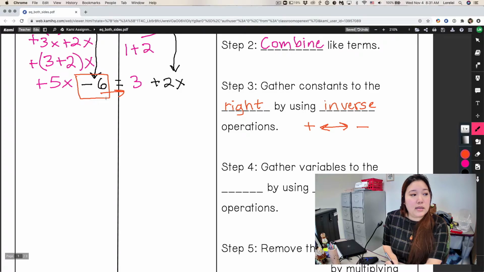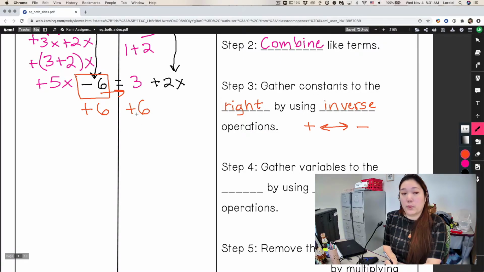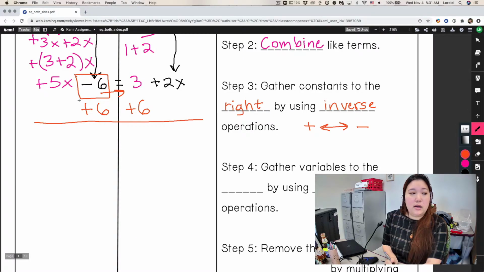So since this is a -6, the opposite of minus is plus. So we're going to add 6. And since we added 6 on the left, to keep this equal, on the other side of the equal sign, we need to add 6 on this side as well. You're always going to be doing the same thing on both sides. I can draw this line, okay?